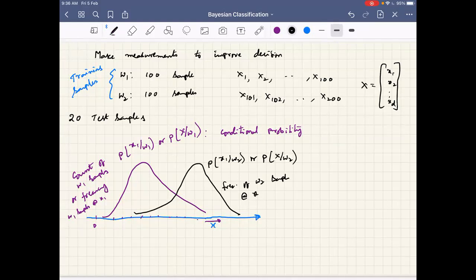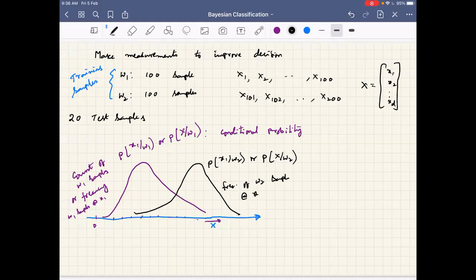So this is a conditional probability, that's why it is called. I am conditioning that all omega 1 samples only I am taking and finding their frequency and getting the distribution for x, the feature x. Similarly, I am taking only omega 2 samples and then finding P of x. So that is written as P of x given omega 2. Otherwise I would have written P of x alone.